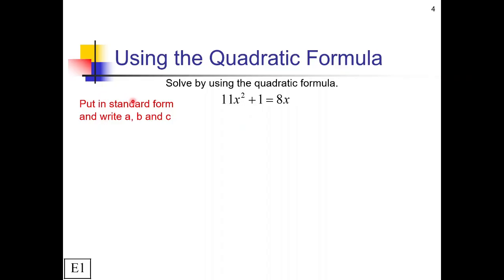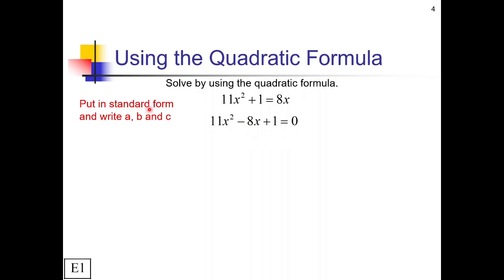That's ax squared plus bx plus c equals 0. So basically zero this thing out, and then write out a, b, and c. Right now we see this thing is not zeroed out, so to get it that way, we're going to subtract 8x from both sides. And to put it in really standard form, I want to make sure that 8x goes between the 11x squared and the 1, like so.